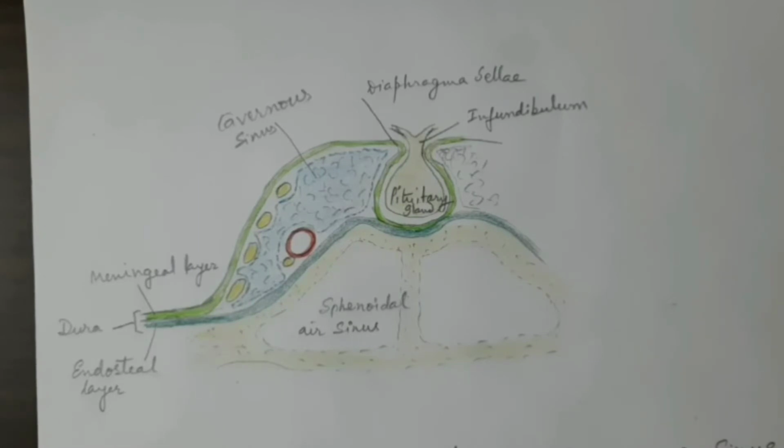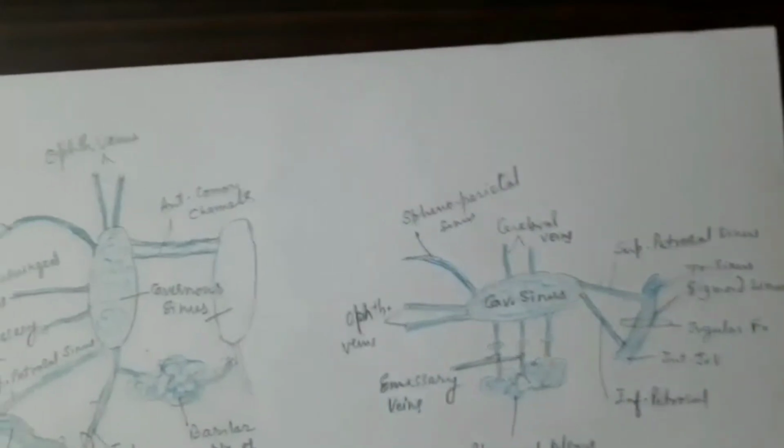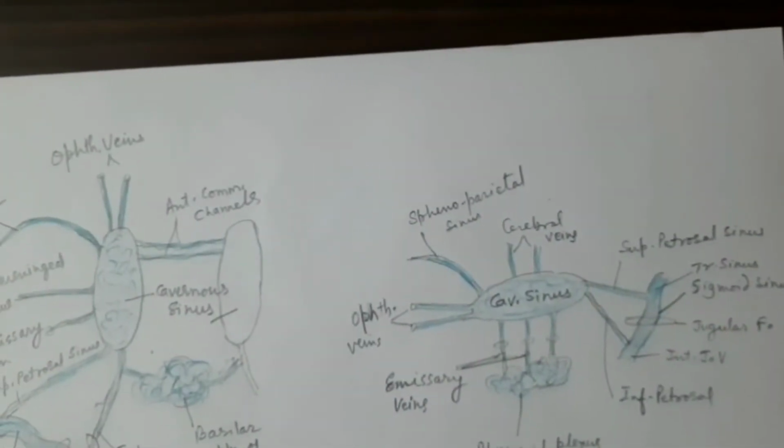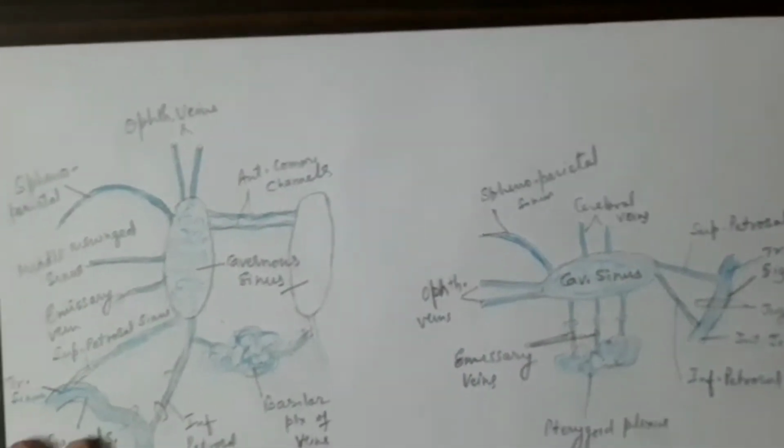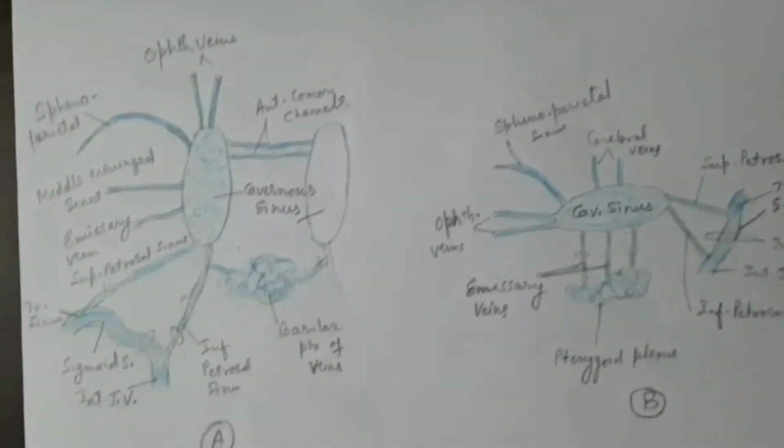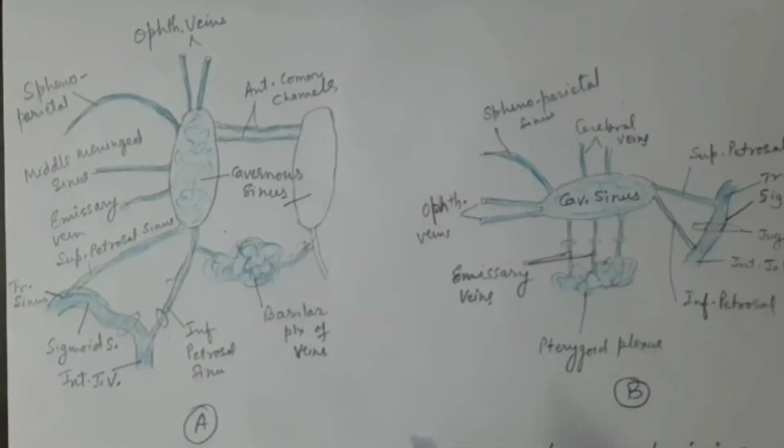So let us first come to the tributaries of the sinuses. One is the central vein of the retina. I will show you that. You can see it here in the tributaries when we are learning. These are the two diagrams I have drawn to show you the tributaries.